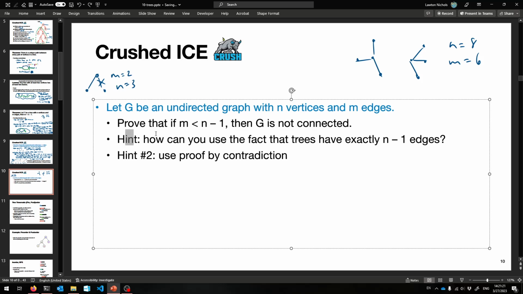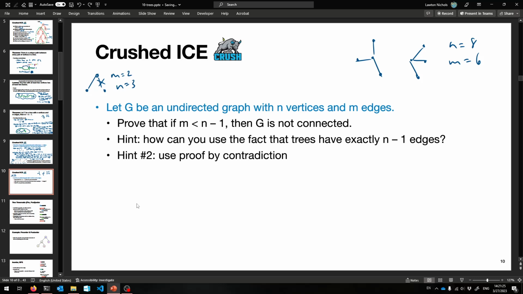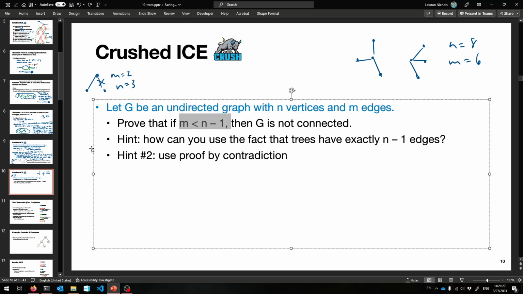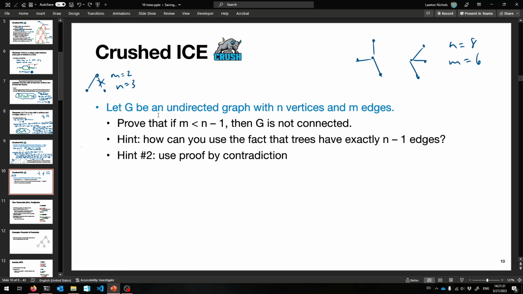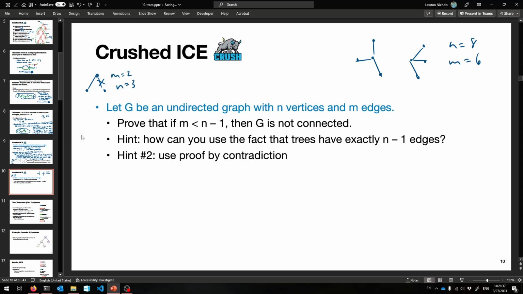So try and see if you can use the fact that trees have exactly n minus 1 edges to help you prove that this is going to work. And my next hint for you is use proof by contradiction. Right? So if m is less than n minus 1, assume that it is connected in your proof, and derive a contradiction from that. All right? So give that a try, and I'll show you my way. I hope that was a fun one. It's proof by contradiction, which is always interesting.